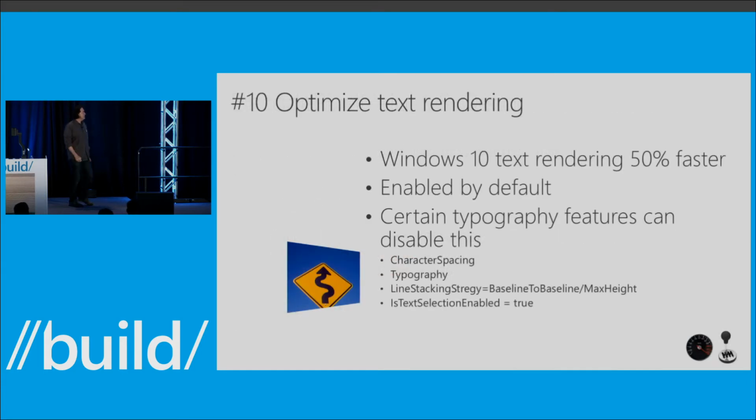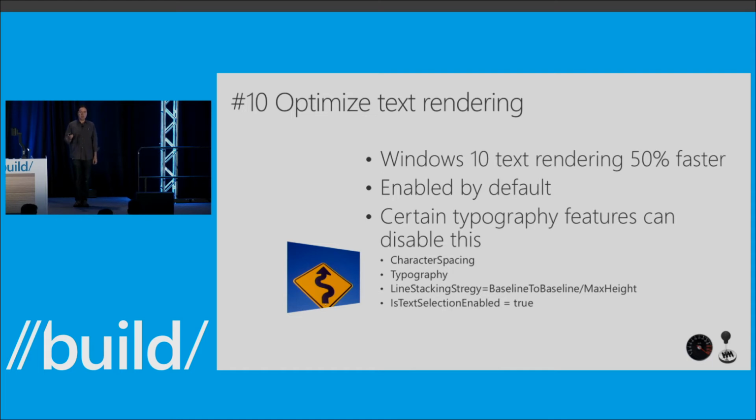Okay, so guideline number 10 is about optimizing text rendering. By default in Windows 10, we've optimized our text rendering code path by up to 50%. Most of the time, text rendering performance isn't going to make a huge impact on your app startup. However, in a scrolling or data binding scenario where you're moving up and down, that's a lot of text, and we're drawing all of that as you pan up and down. So 50% is a big deal. There are certain typography features that disable our optimization, so I've listed them out here.